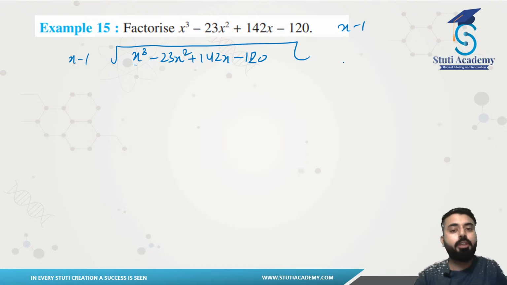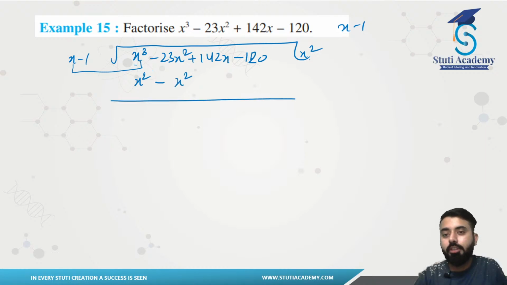So x cube into x. If you compare these two, you need an x square. So x square into 1, that will be minus x square. This will be x cube here. X square into x cube, x square into minus 1, that will be minus x square. Now I have to do what? Just alternate their signs. This will be negative, this will be positive. This cancels out. 23 minus 1, that will be negative 22. Since 23 is negative and it is greater, so negative 22x square plus 142x minus 120.